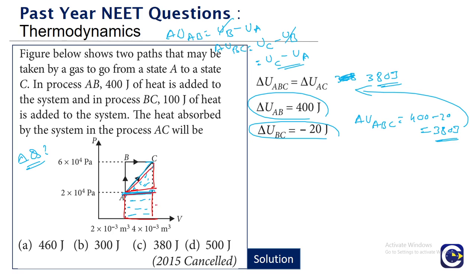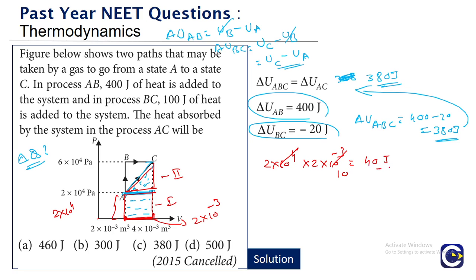So this is the rectangle and this is the triangle. Let us look at part 1 and part 2. What is the area of the rectangle? From 2 into 10 power minus 3 coming to 4 into 10 power minus 3, the width is 2 into 10 power minus 3. From 0 up to 2 into 10 power 4 pascals, the height is 2 into 10 power 4. So the area of part 1, which is a rectangle, is 2 into 10 power 4 into 2 into 10 power minus 3. That is 10 will remain, 2 2s are 4, so it will be 40 joules.